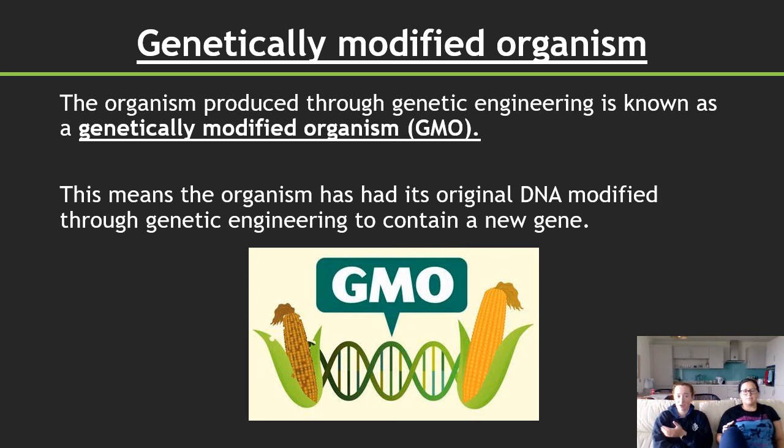But that's what a genetically modified organism is, just simply one that's had its DNA modified through the process of genetic engineering, so it now contains a new gene that, if it was to grow naturally, it wouldn't necessarily contain. So we can do that with food, or in the previous example, that was the bacterium that had the insulin gene. That bacterium is a genetically modified organism.